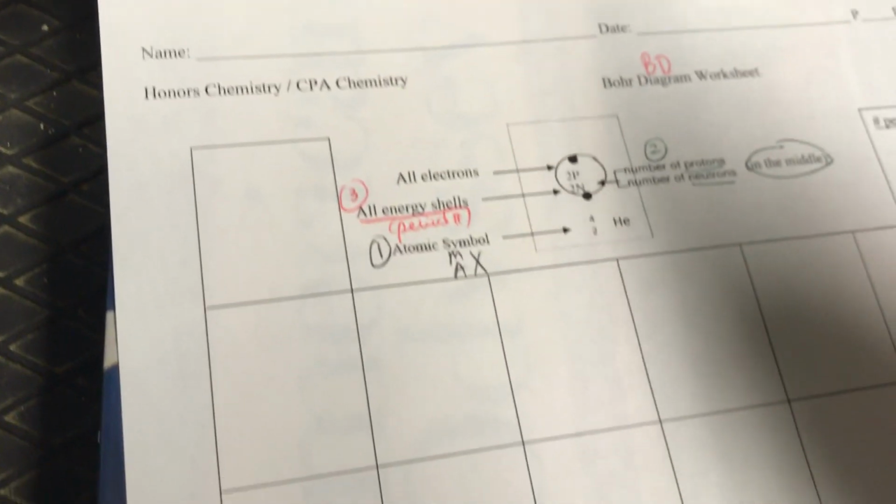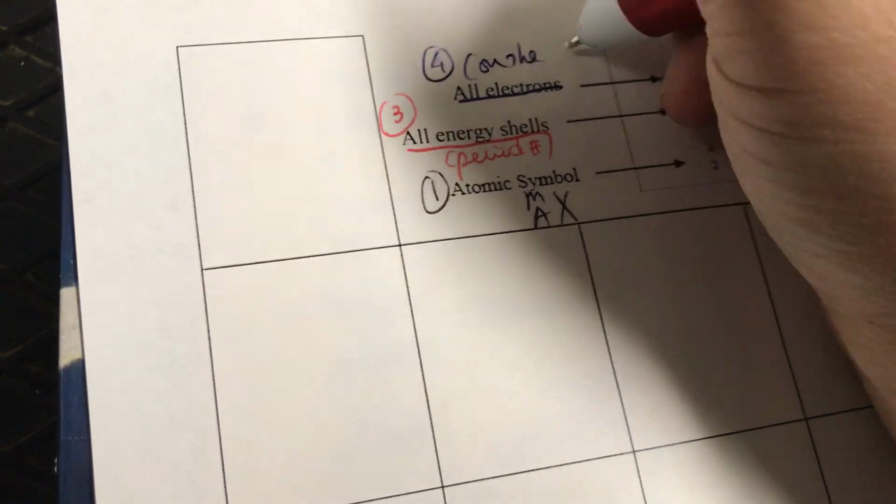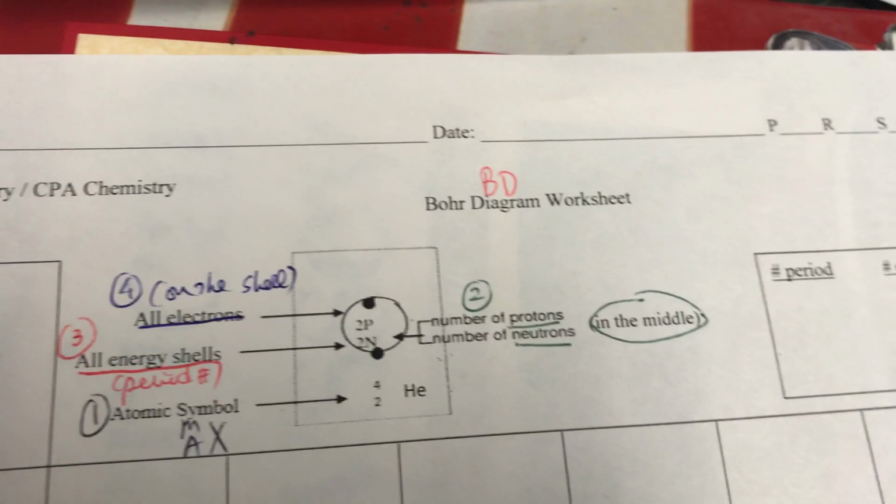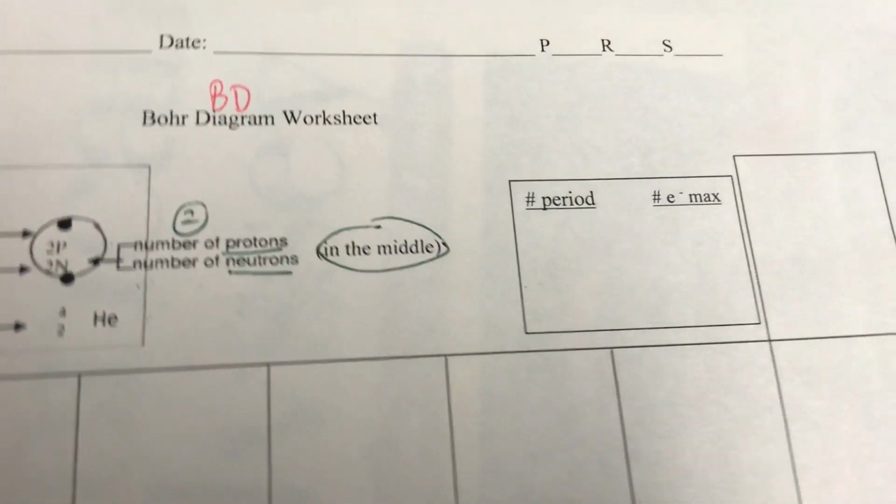And number 4 is the blue pen. It's going to be the electrons, all the electrons. And the electrons are on the shell. Now, before we start, we're going to go to the right-hand side to fill out this table.